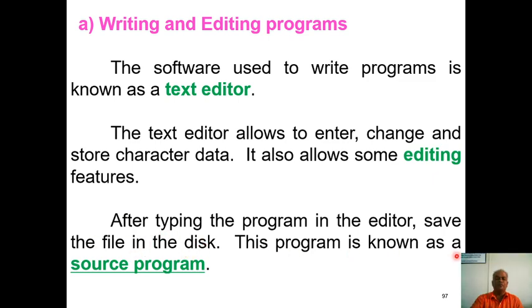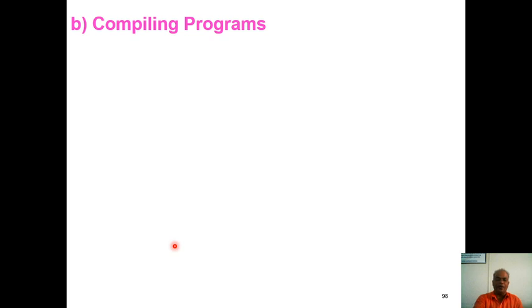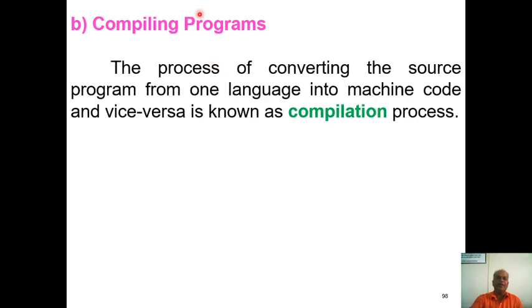This program is known as the source program. That means whatever program you type in the text editor is known as the source program. If it is a C program, it can be saved on the disk with the extension .c. If it is a text file, it is .txt. Whatever program you enter into the text editor is called a source program, written by the user. The second process, after writing the program, is compiling programs.